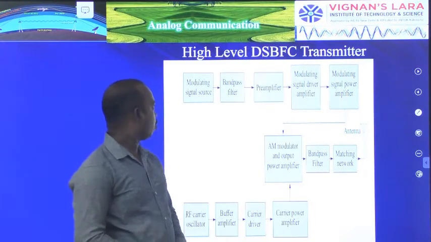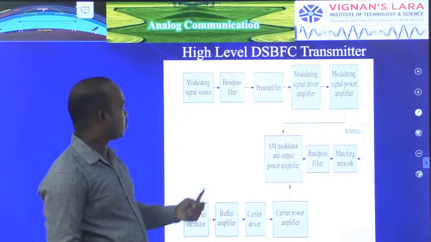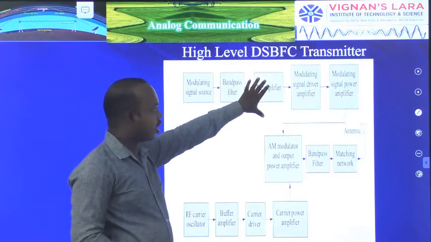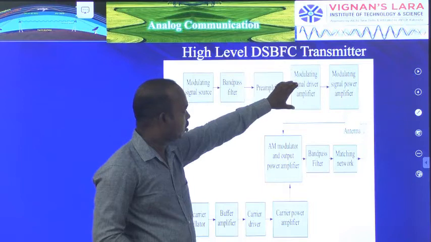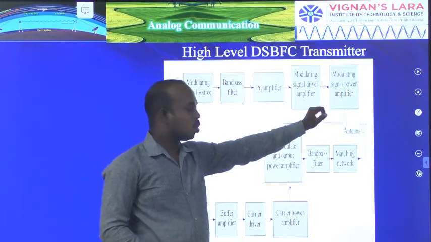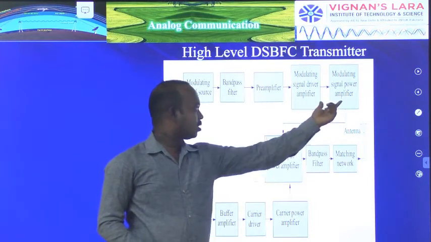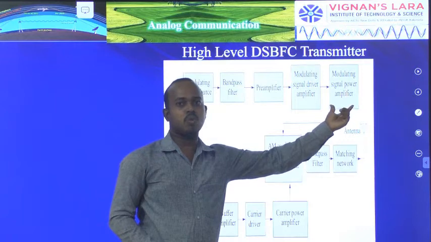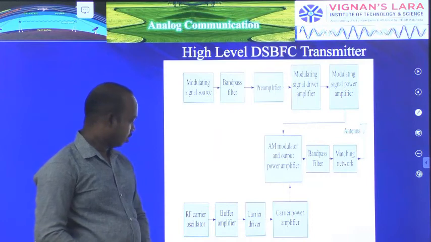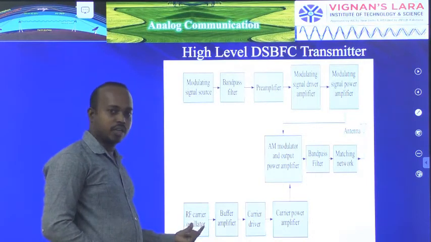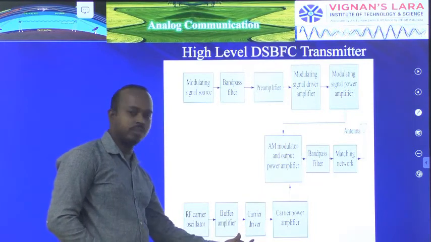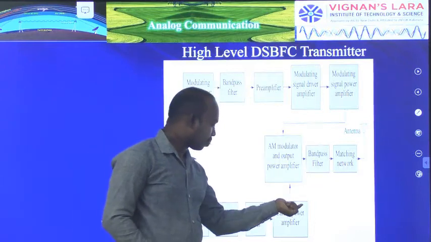Now you can see the blocks in the high level DSB-FC transmitter: the modulating source, band pass filter, preamplifier, a modulating signal driver, and a modulating signal power amplifier. The additional block compared to low level is only this power amplifier. In the same way you assign the carrier signal. For carrier generation, you use the RF oscillator, buffer amplifier, and carrier driver. After the carrier driver, you take the carrier power amplifier.